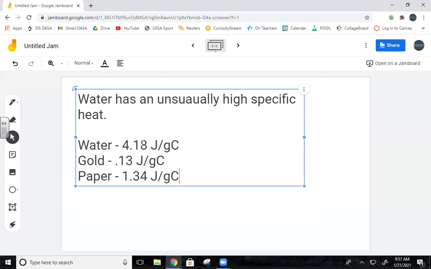And when we're doing experiments and so forth to see how energy flows, you'll notice that you need to heat pure water longer over the same heat source than pretty much anything else to increase its temperature. Okay.